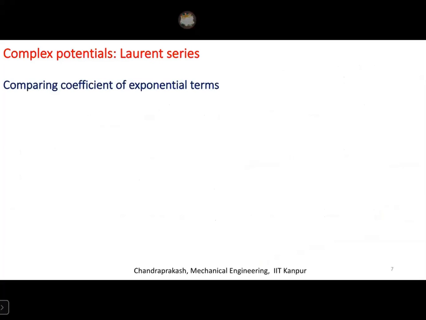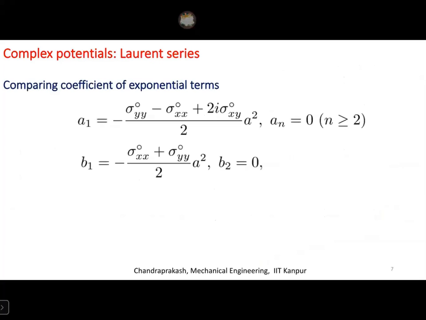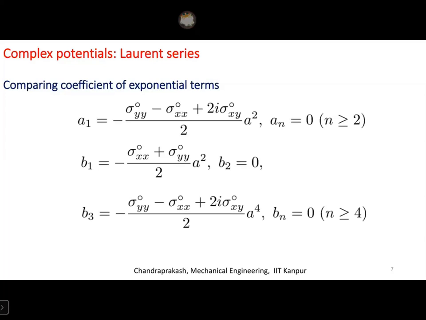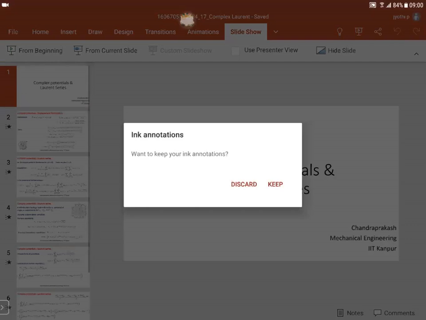Comparing the coefficients of the exponential terms, I would get the following: only a1 has a finite, non-zero value, and b1 also has a non-zero value. b1 and b3 are non-zero, and the remaining terms all vanish. So once you know these an and bn, we can identify the stresses.